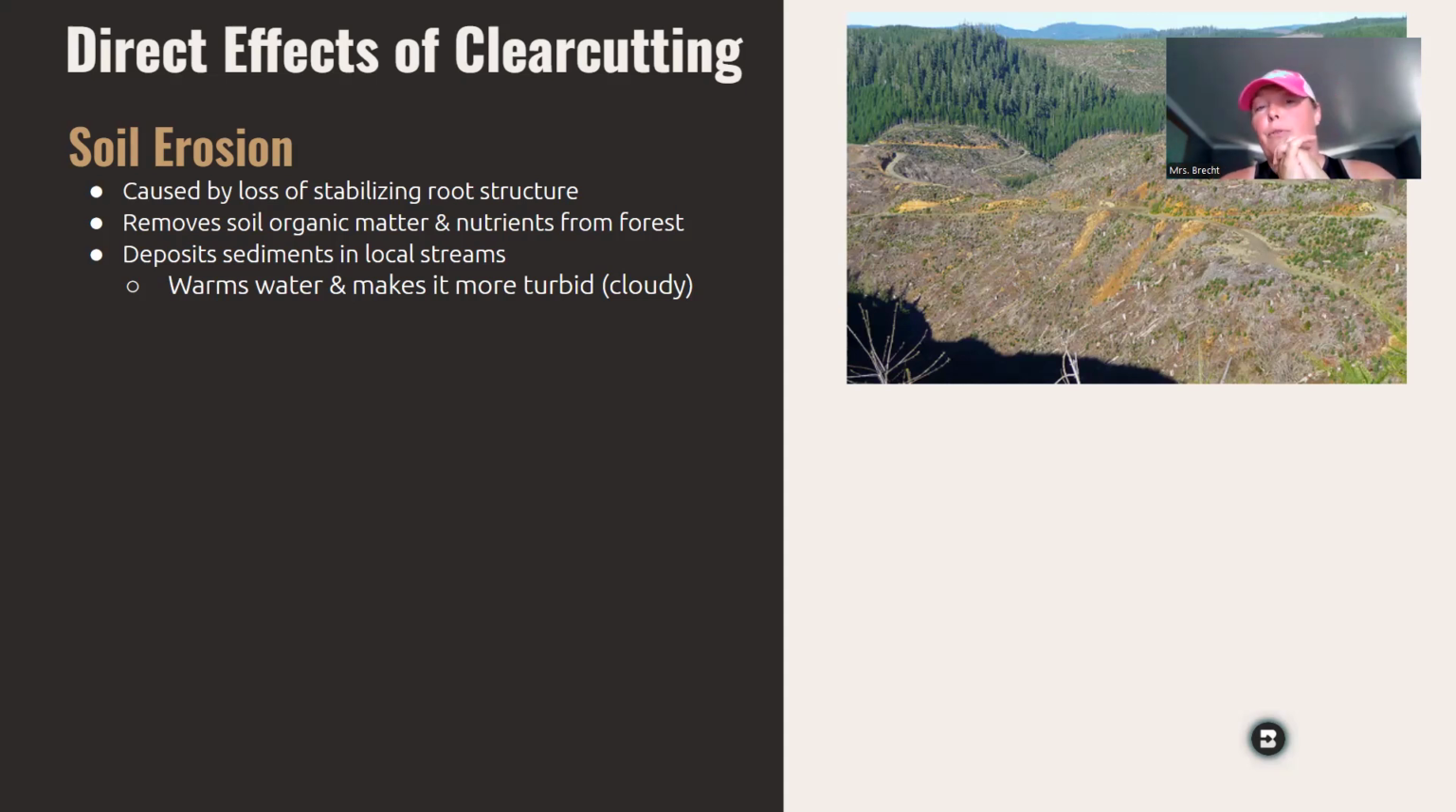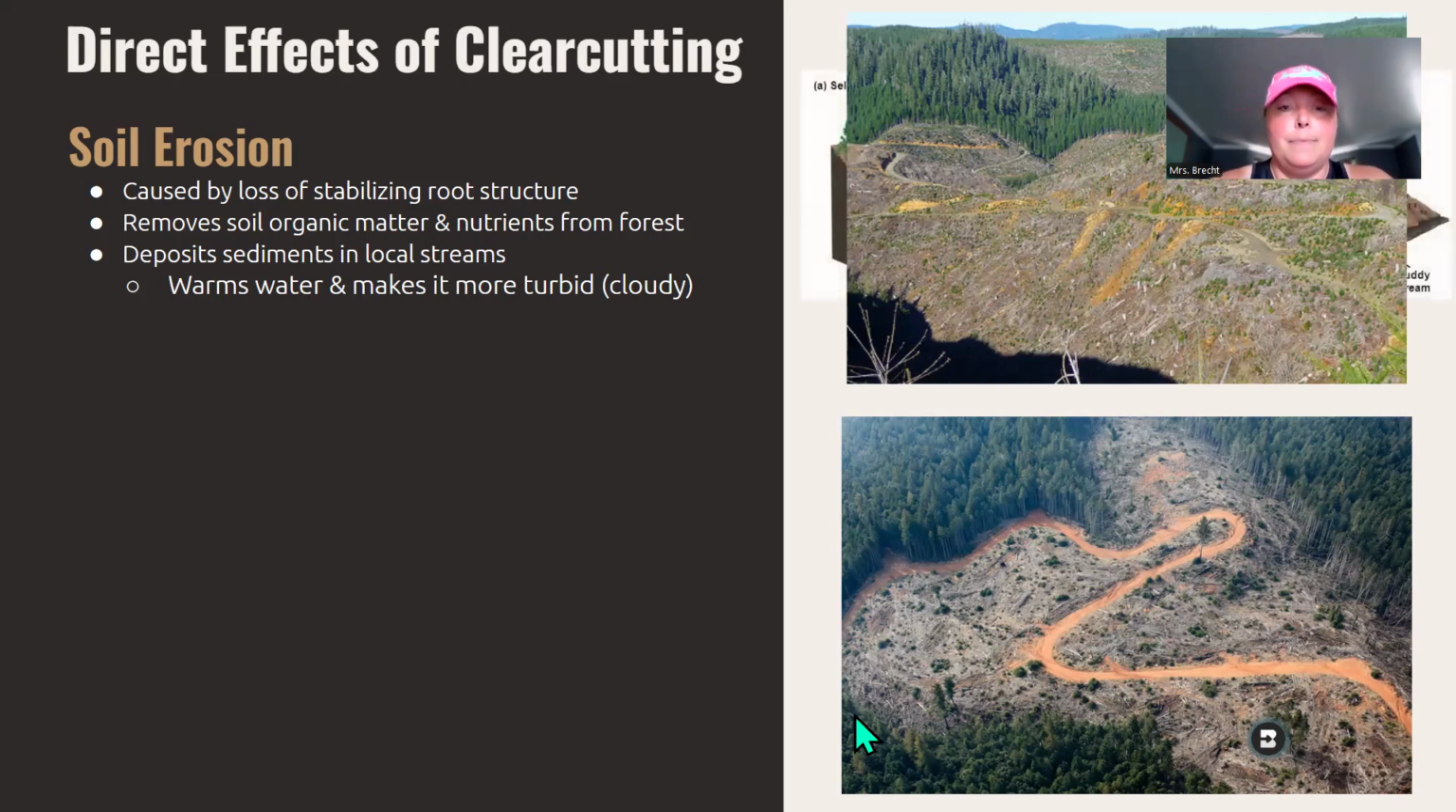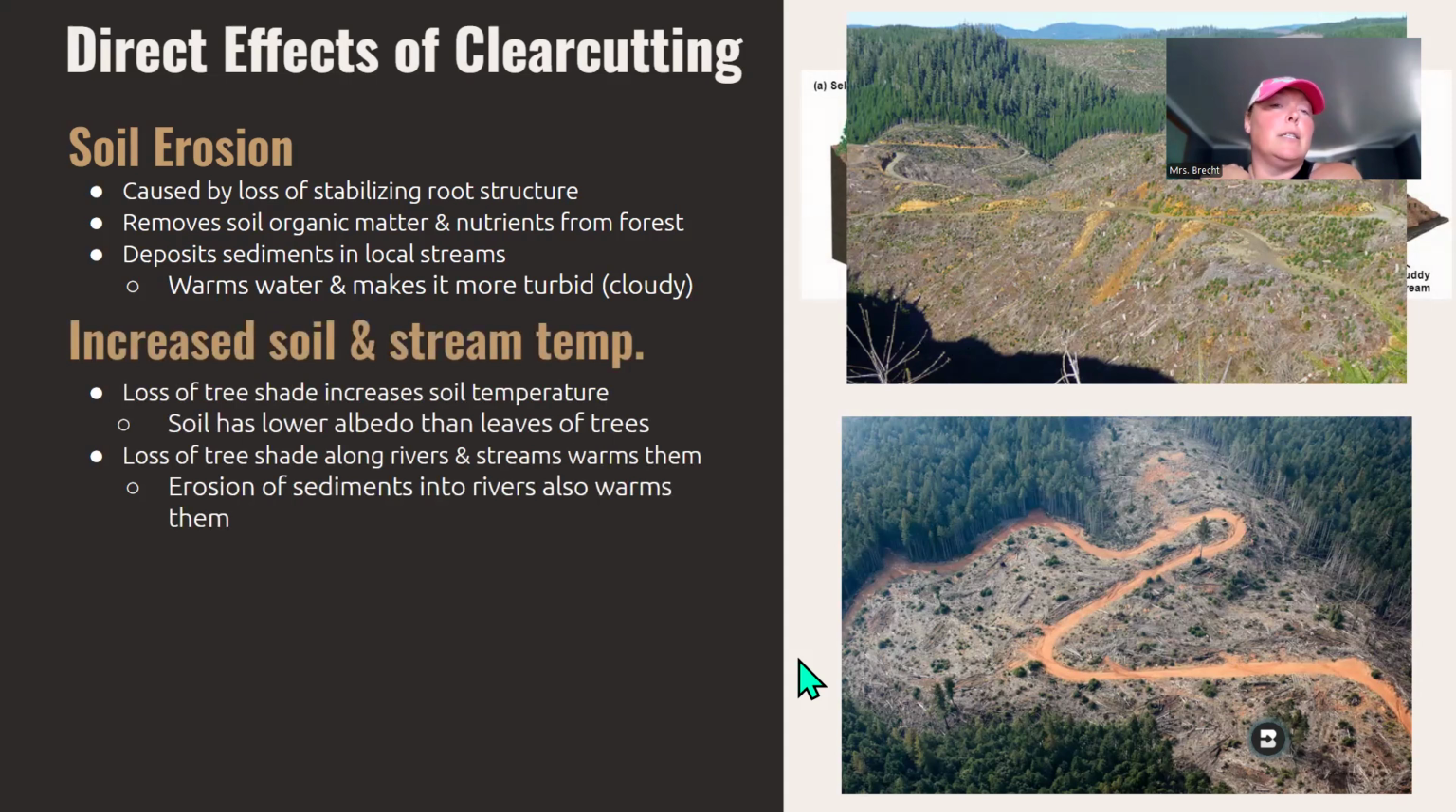It's going to increase the temperature of the water and make it more turbid or cloudy. We talked about turbidity on the slide before. So it's going to look more like this, that dirty brown looking water, and that's because of the runoff from the land. It increases the soil and stream temperatures, so there's no shade there. And the loss of tree shade along the rivers and streams is also going to warm the water there. And then that extra sediment also warms the water because it makes the water darker, and then the water absorbs more heat.